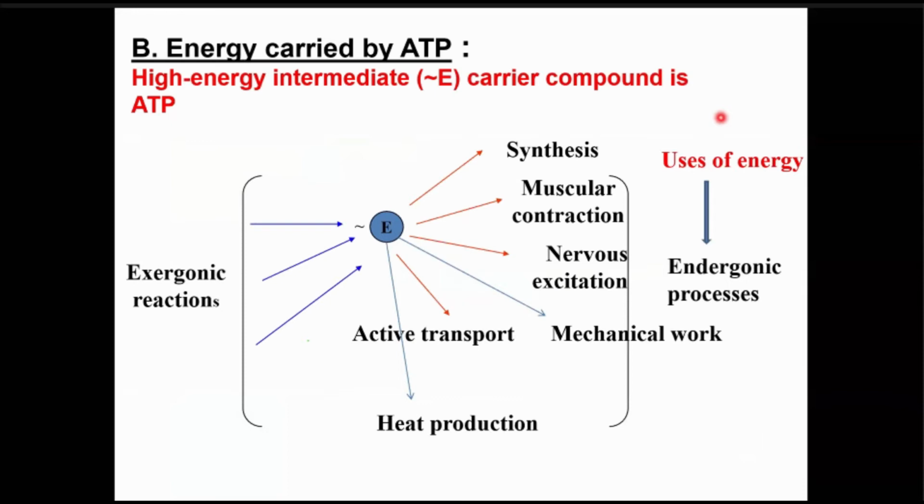If you remember, at the beginning we told you about the importance of free energy, and in our case it is ATP, and we said ATP is the high energy carrier. Why do we need energy? Of course, we need it for the synthesis of many molecules like proteins from amino acids, muscular contraction. If you want to move, you need energy: nervous excitation, mechanical work, active transport, heat production, all these need energy. From where? From ATP, and its origin is from exergonic reactions.